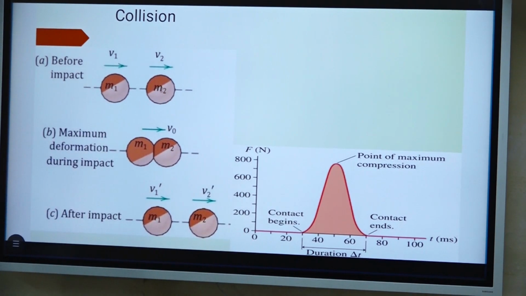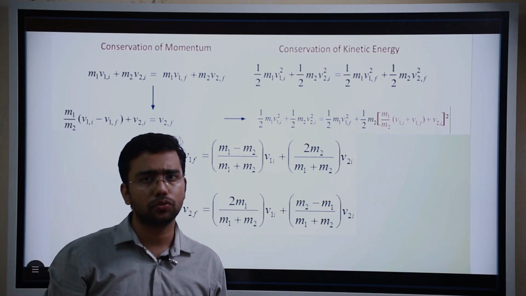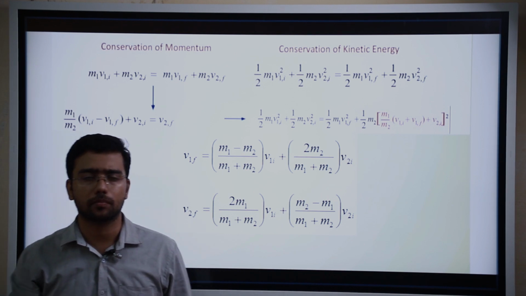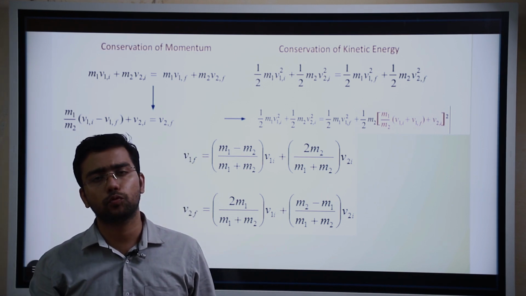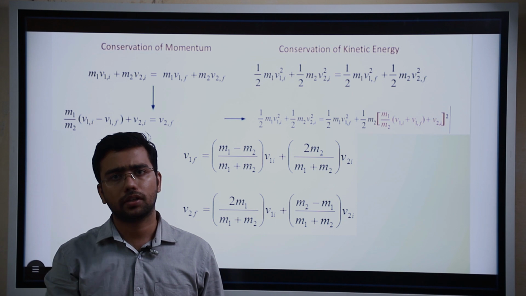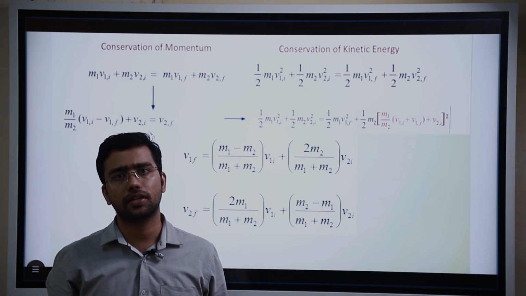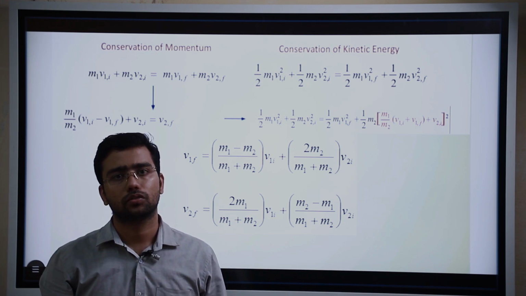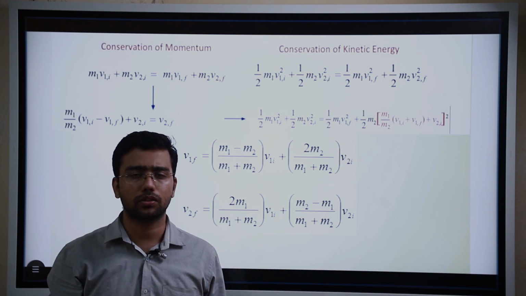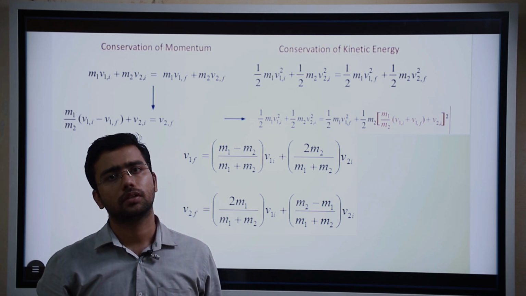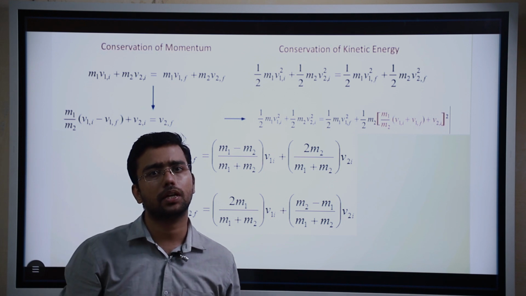So in collision, what are the equations we are going to use? The first one is conservation of momentum. Conservation of momentum will act for all cases, whether there is friction or no friction. If there is no friction, we apply conservation of momentum, and if there is friction, we also apply conservation of momentum.